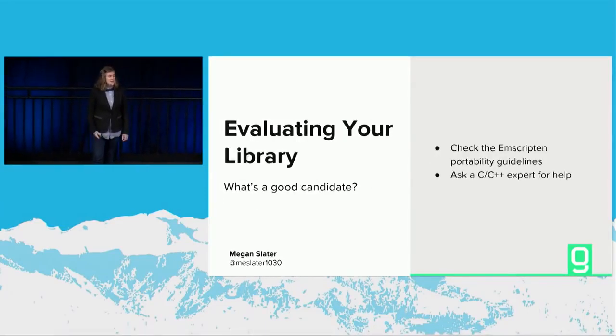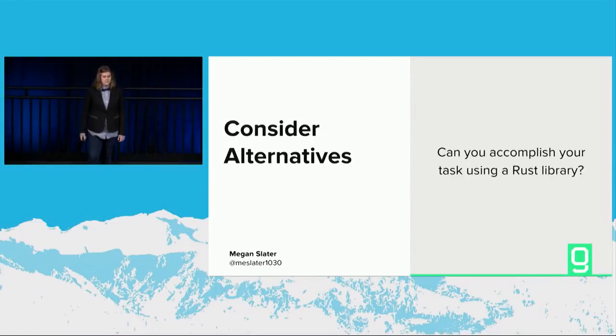Next, if you're evaluating a new C++ library that you think you'd like to use, then there are some well-known patterns you can check for to give you a good idea about whether you should proceed. Portability guidelines and API limitations can be found on the Emscripten website. And this is a case where it's a good idea to tap someone with some C++ expertise to help you determine whether your library of choice contains those patterns and how difficult it might be to patch them.